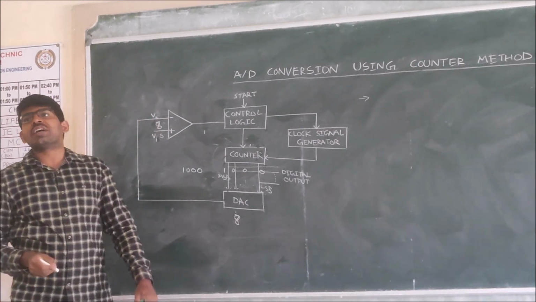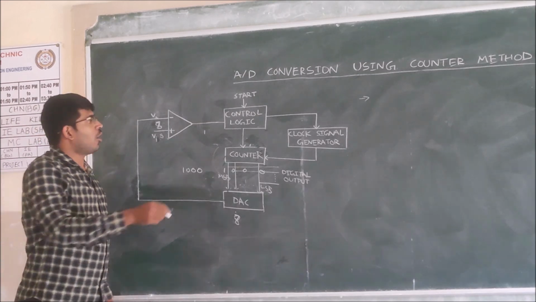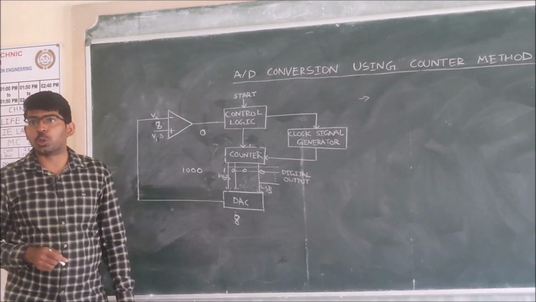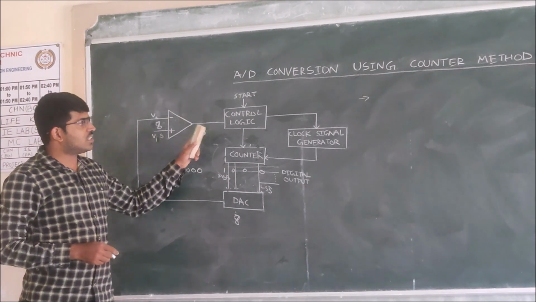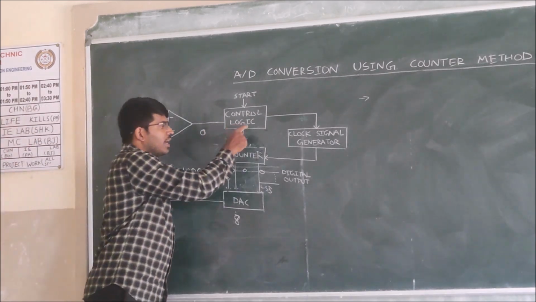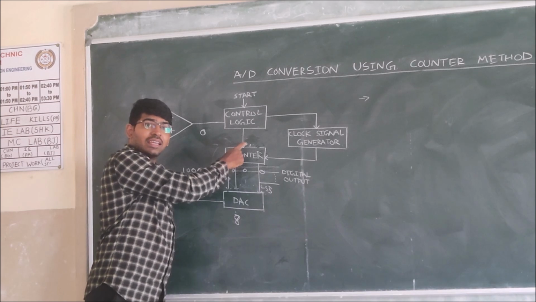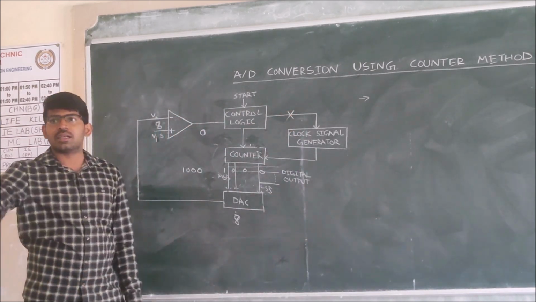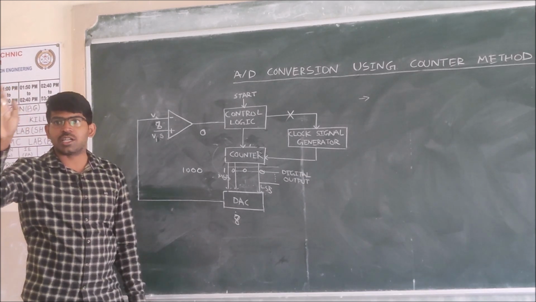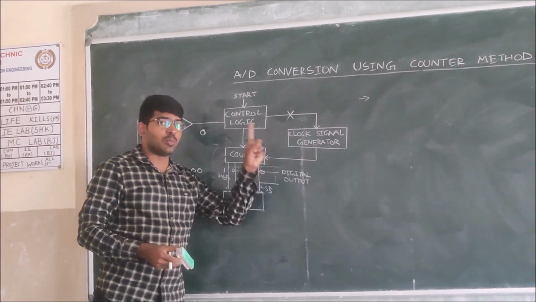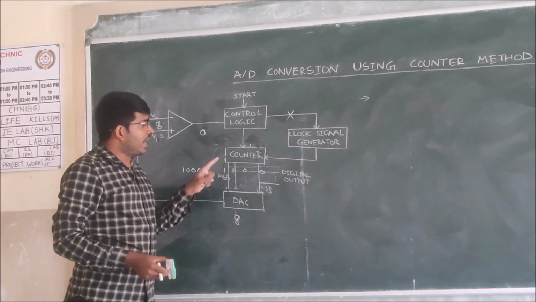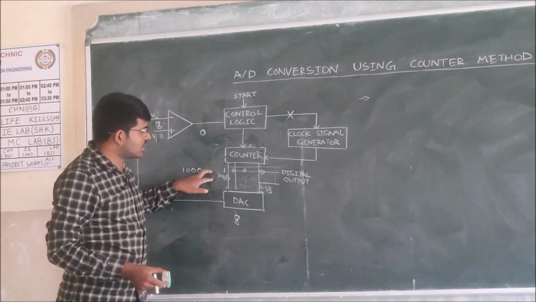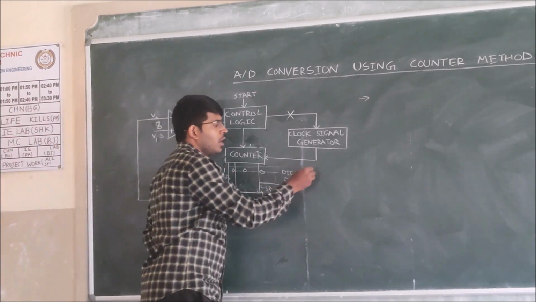Because both values are equal, automatically the comparator output will be switched to 0. Because it is 0, the control logic immediately disables the clock signal generator. Hey, clock signal generator, stop. Do not send any more clock pulses. At that time the counter displays the value. What is the counter value at that time?